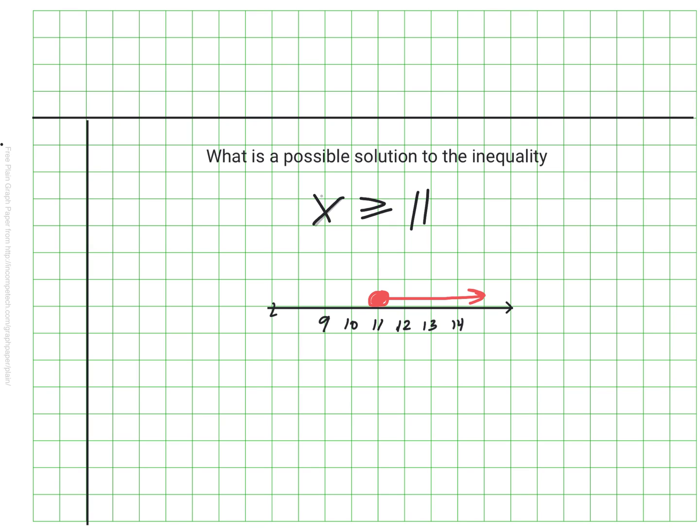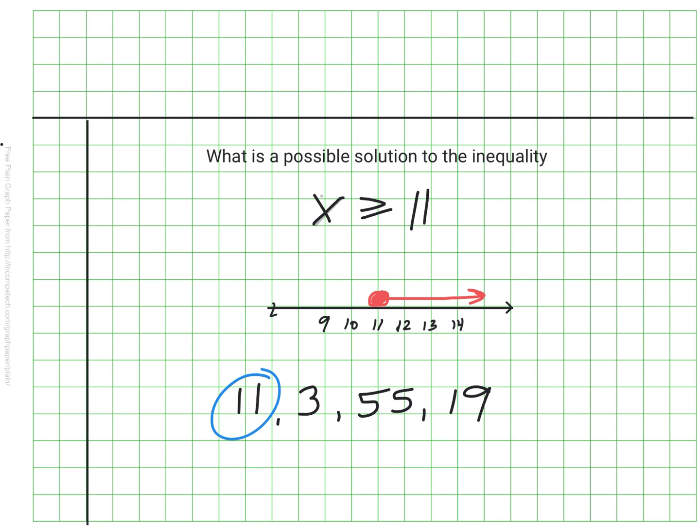So if I look at this, I'm thinking about numbers that would satisfy this inequality. Let me write down a few ideas here. So would 11 work? Would 3 work? 55 or 19? Do any of these satisfy the inequality? Well, looking at it, 11 certainly works because it's shaded in. That could count as a solution.